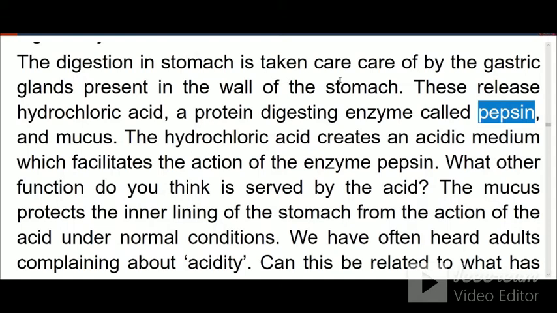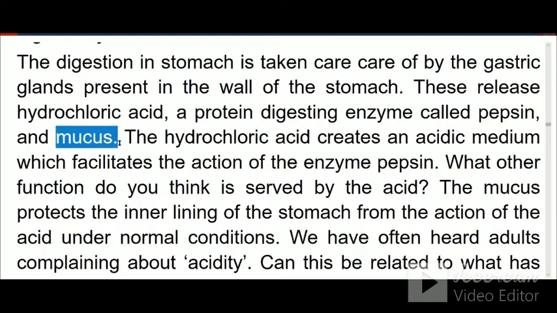The digestion in the stomach is taken care of by the gastric gland present in the wall of the stomach. This releases hydrochloric acid, a protein digesting enzyme called pepsin, and mucus. Here, the acid that our stomach produces is of pH 1 to 3. And it is highly acidic, which can even burn your skin. And why doesn't the layer of the stomach burn? Because it has mucus. This mucus protects the stomach from hydrochloric acid.